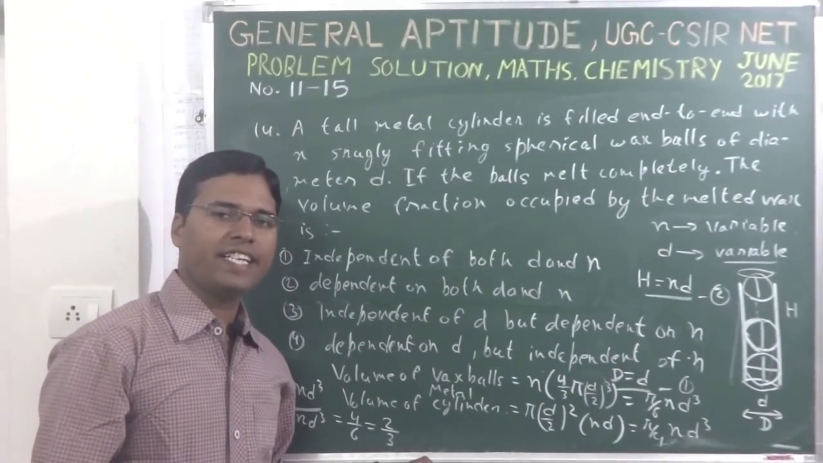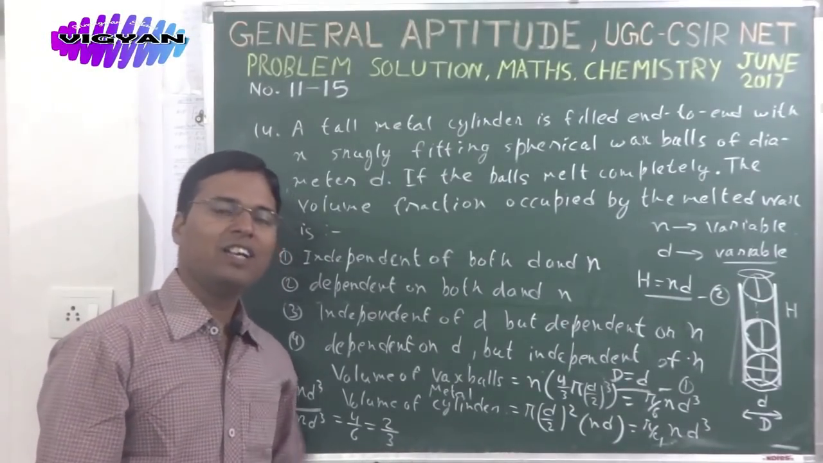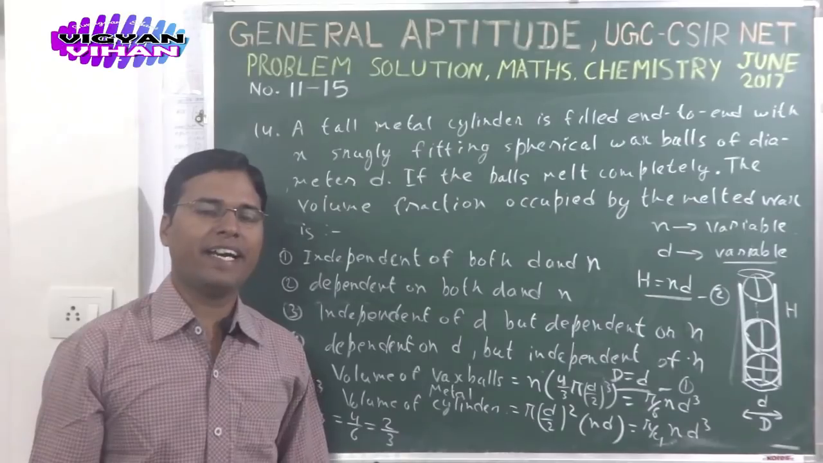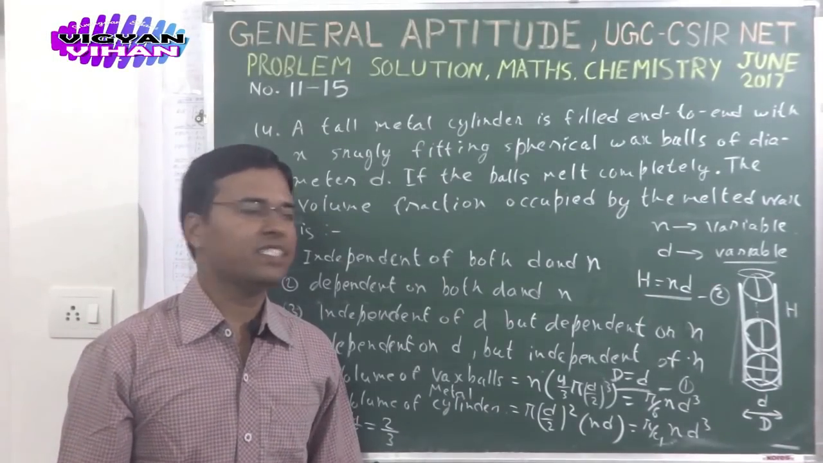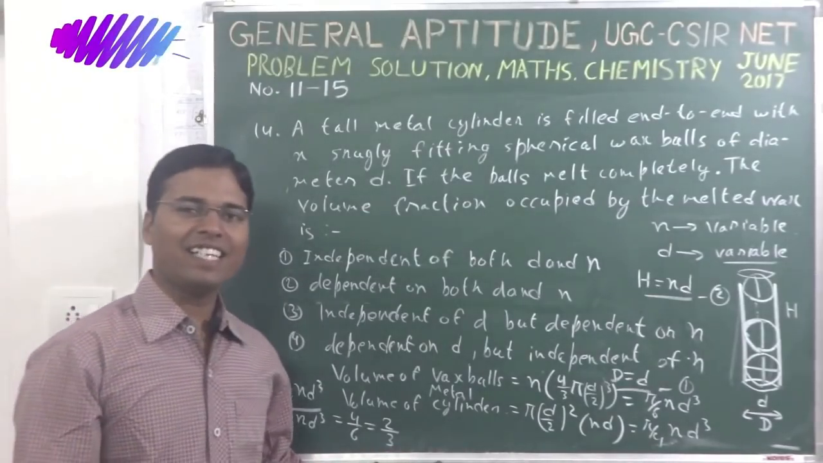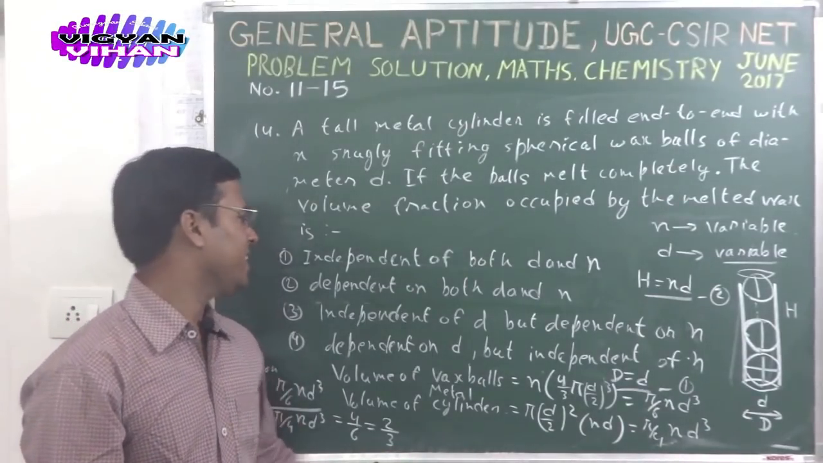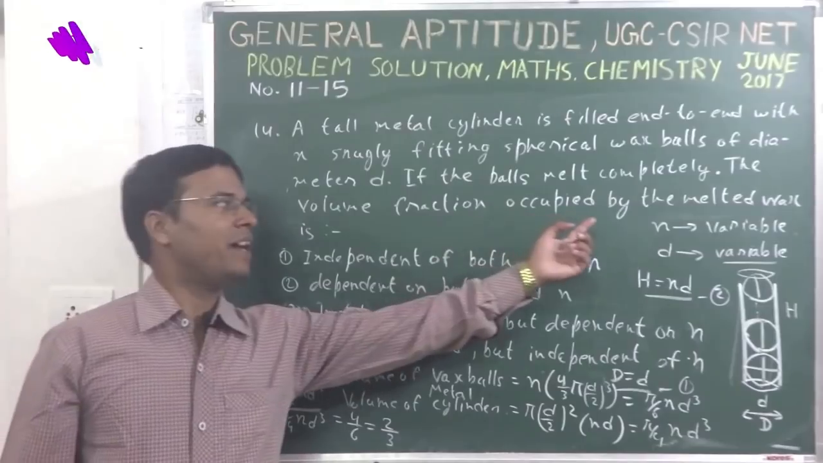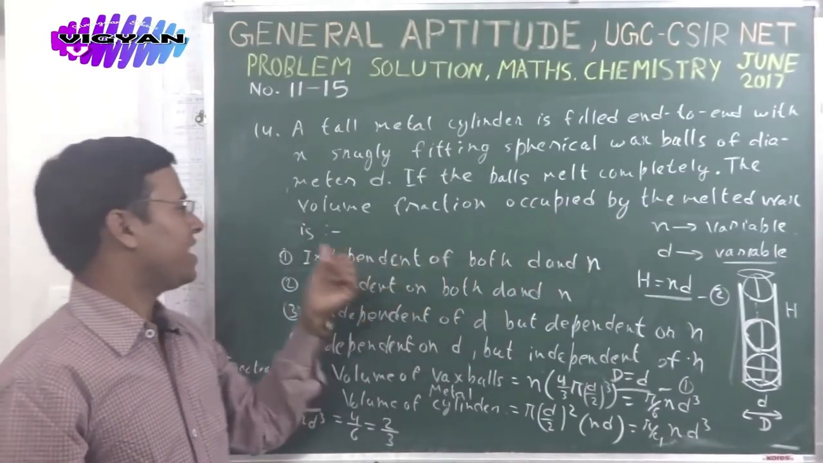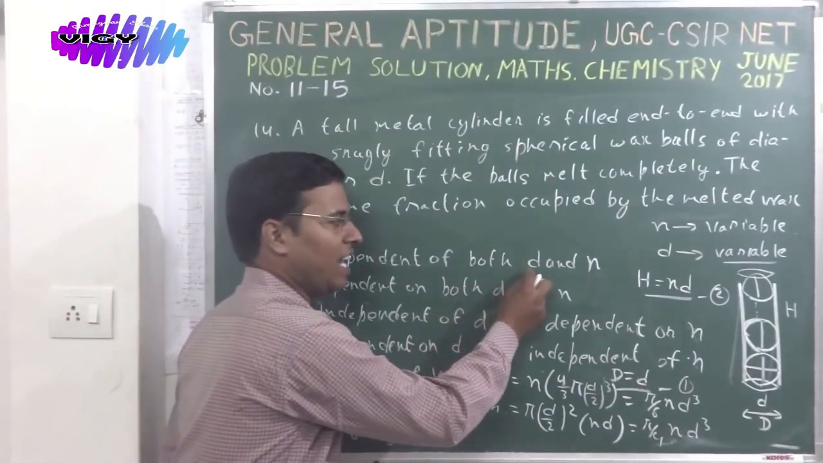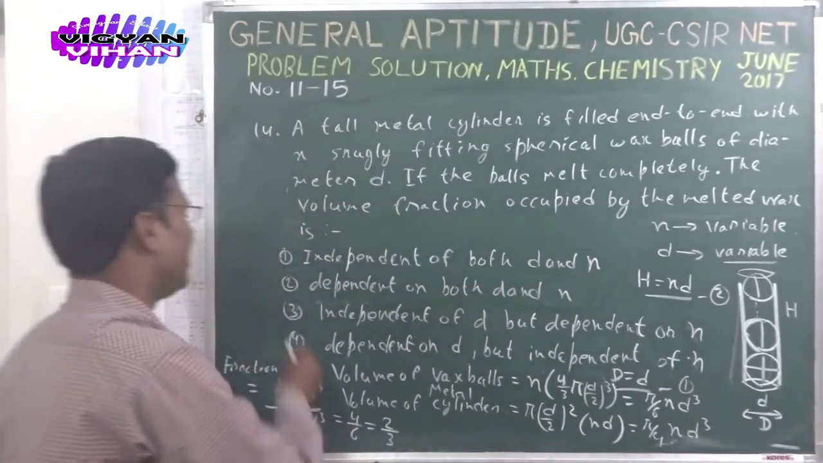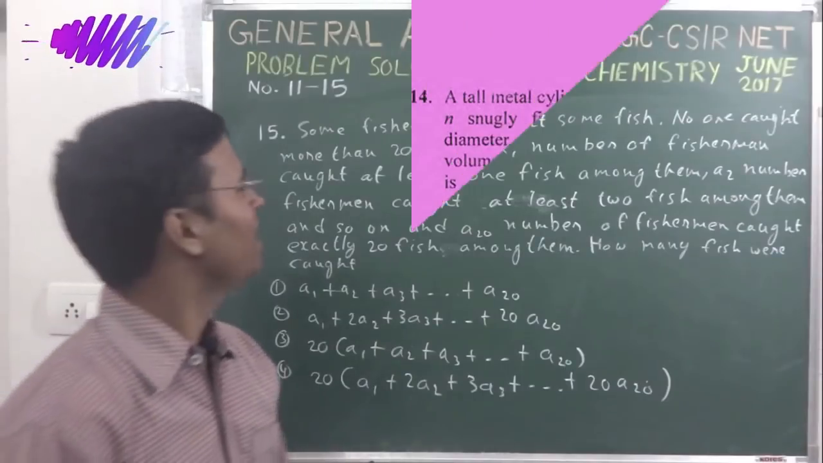that is a constant term. This formula was first discovered by the famous philosopher Archimedes. So, the correct answer of this problem is: the volume fraction occupied by the melted wax is independent of both D and N. Option 1.